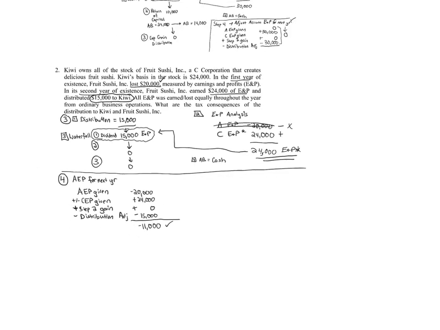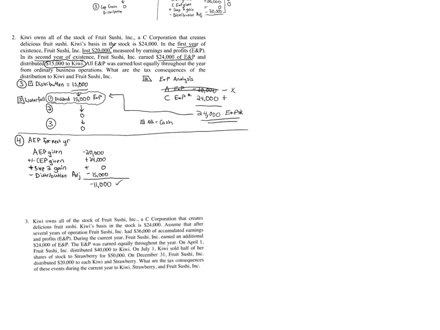All right, problem 3. So problem 3 is where it starts getting a little bit more involved. So problem 3, we're continuing on. Now we got 2 shareholders, Kiwi and Strawberry. Kiwi sells her shares halfway through the year. We're told what accumulated and current EMP is. We've got some transactions going on during the year, some sales of stocks and distributions, all that stuff.